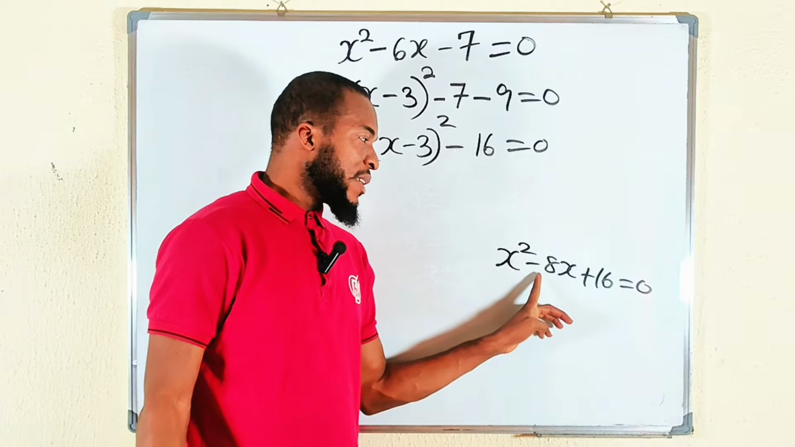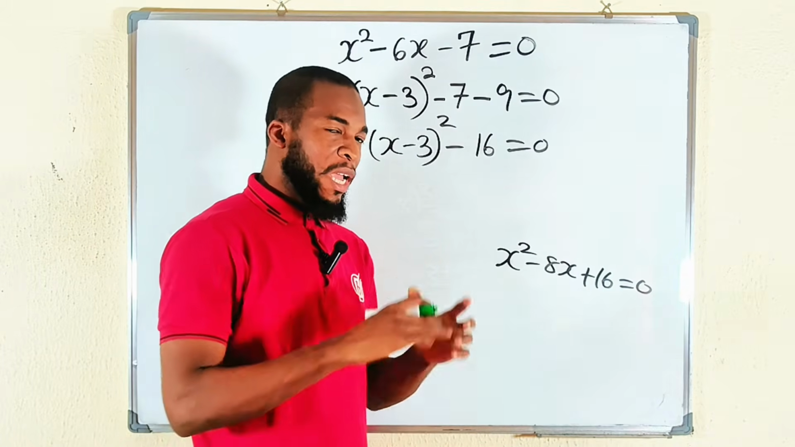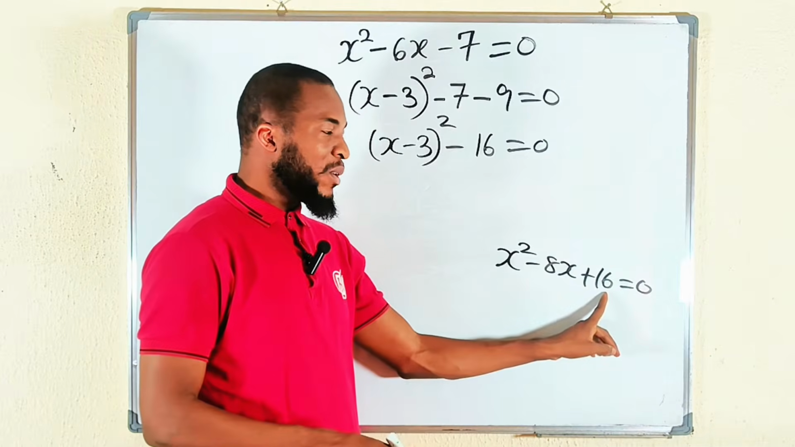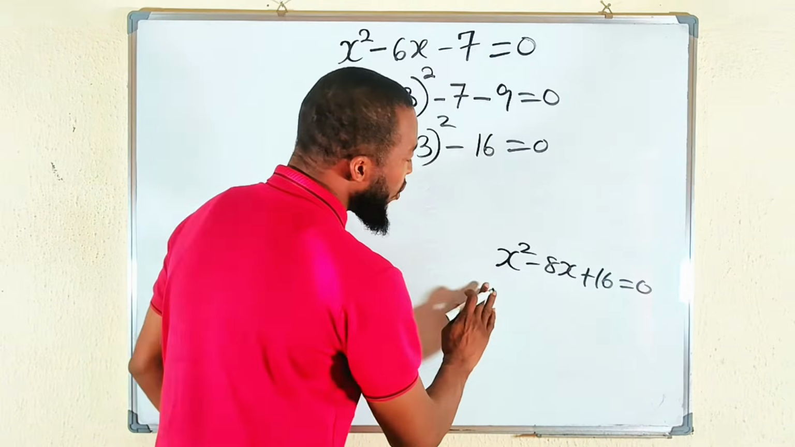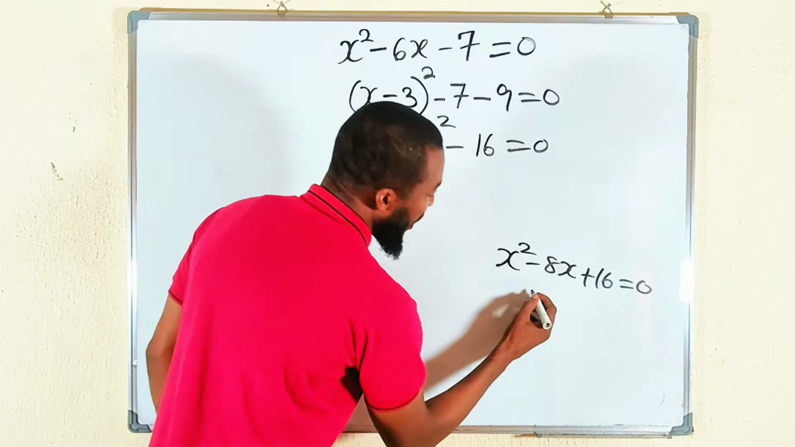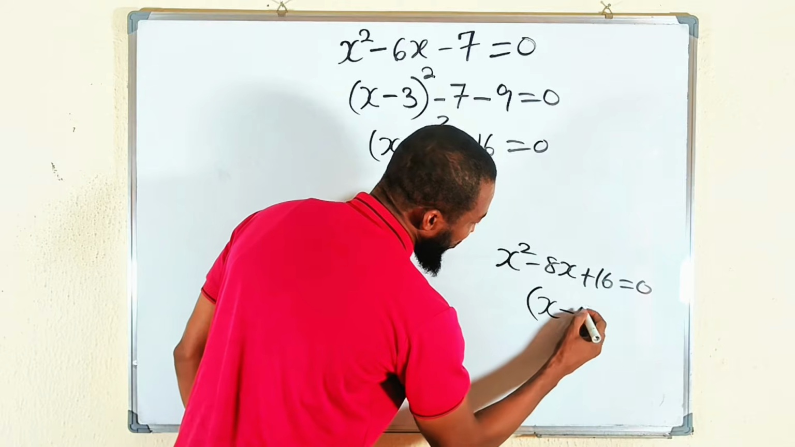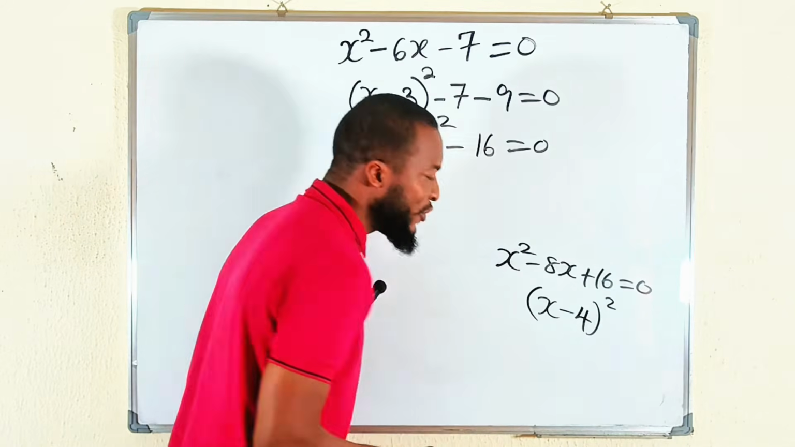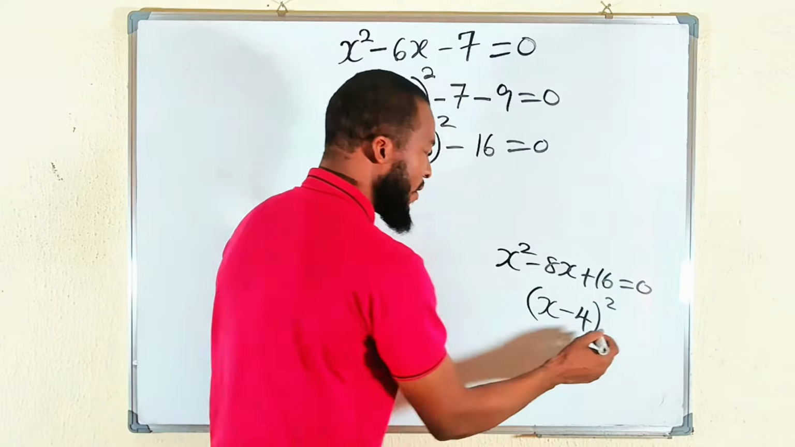The coefficient of x is -8, divided by 2. That will give us -4. That -4 squared will give you this number. Yes, -4 squared is 16. So whenever you have a perfect squared expression, you can factorize it as x, half the coefficient of x, which is -4, everything to the power of 2. Once you expand this, you shall obtain this.